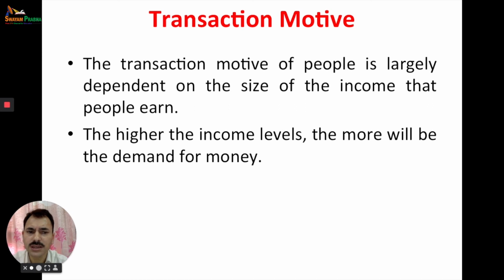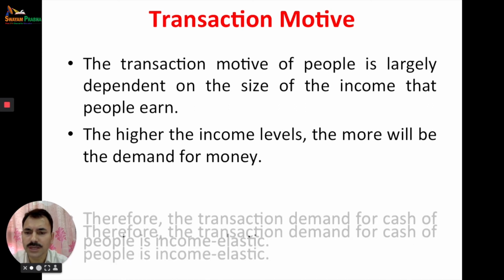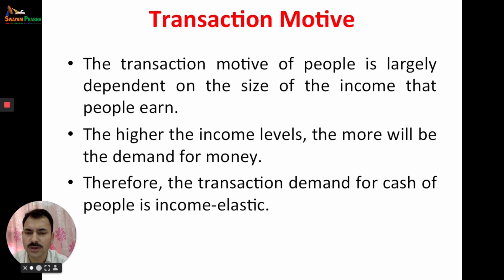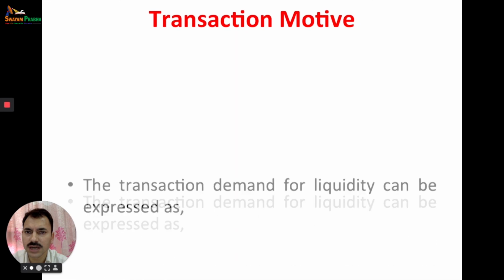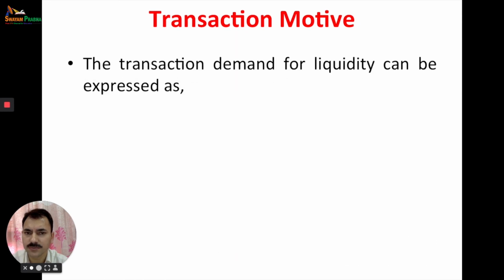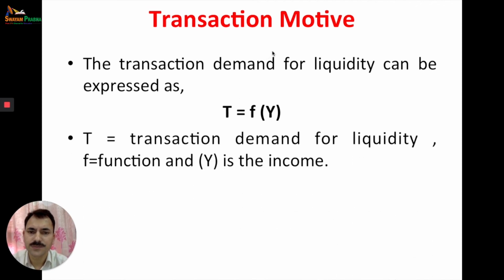The higher the income level, the more will be the demand for money, according to Keynes. Therefore, the transaction demand for cash is income elastic. Higher income, higher will be the transaction motive. This can be expressed as T is a function of Y. Here Y means income, T means the transaction motive. The transaction motive directly depends upon income.